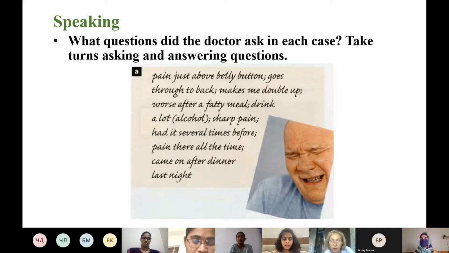Exacerbated or alleviating factors. So what are the increasing factors of the pain, like what can make it worse? It gets worse after a fatty meal, or when I drink a lot of alcohol. And the last one is S, severity. Is it mild or severe? It is mild.